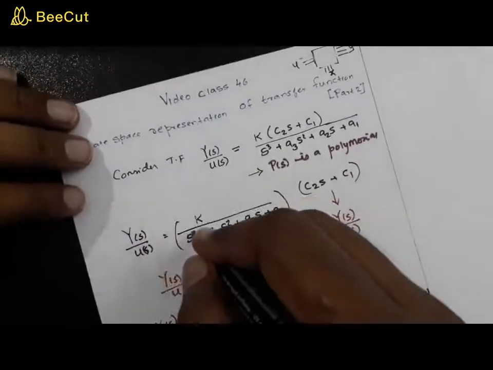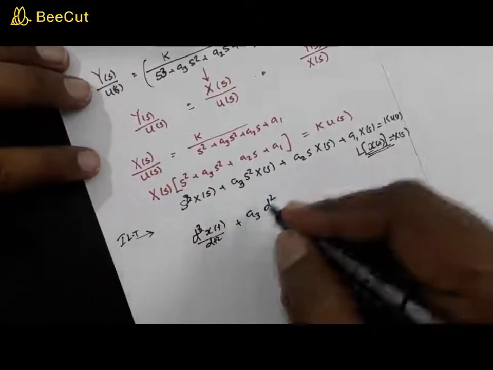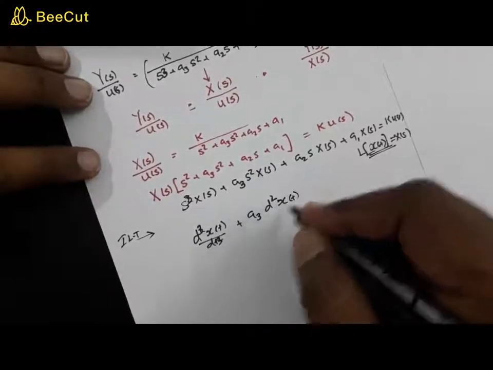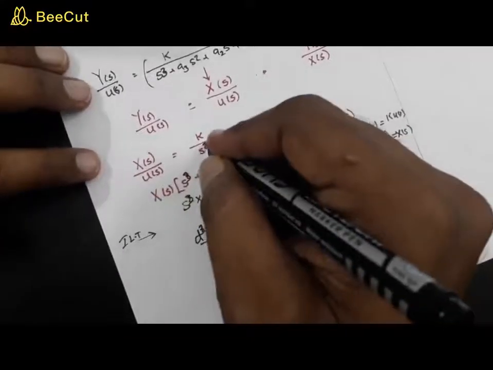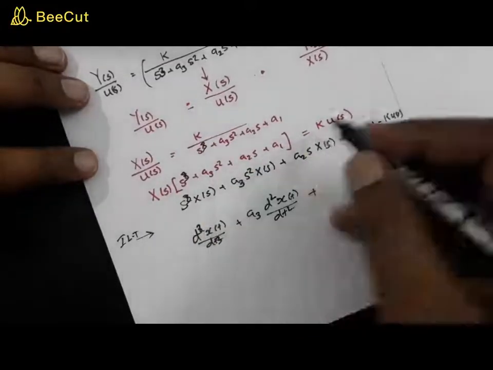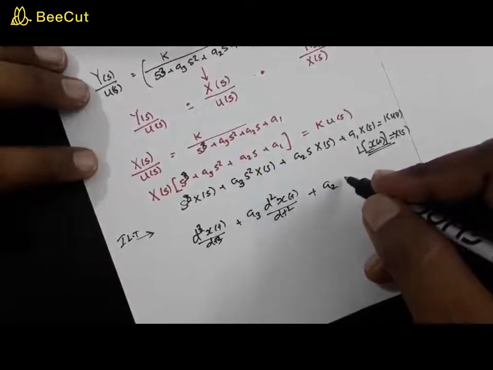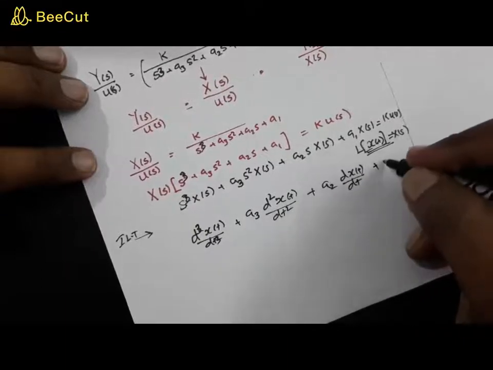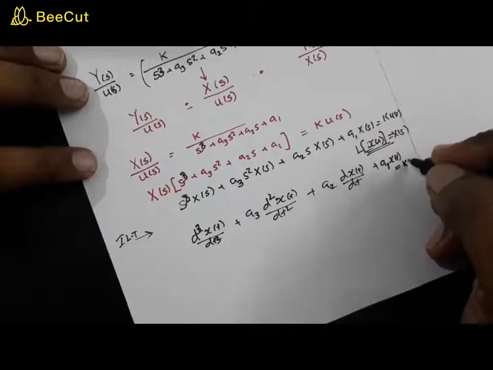Sorry, this is s cube. So this will be s cube, so this is d cube x of t by dt cube, plus s square, this is d square x of t by dt square, plus this is s cube, right? Okay, so do this correction. This is s cube, and this will be a2 into dx of t by dt plus a1 into x of t is equal to k into u of t.